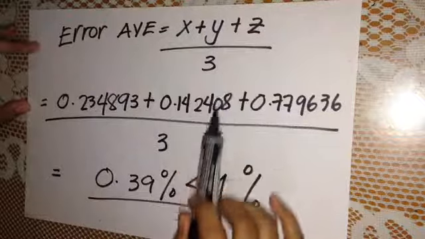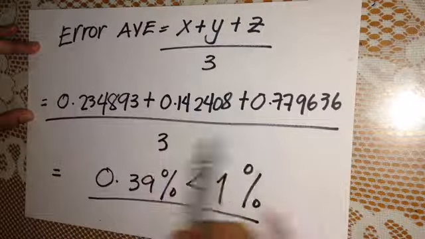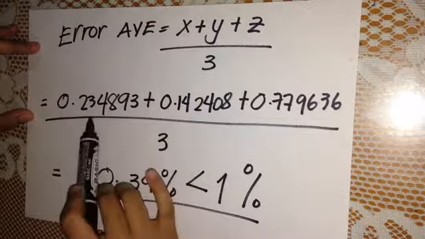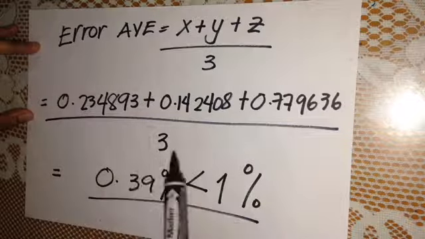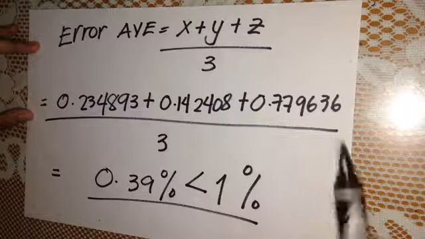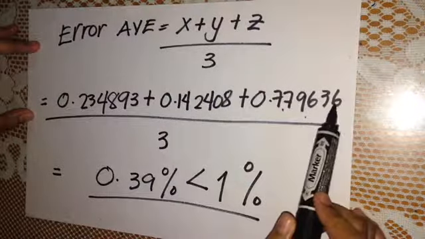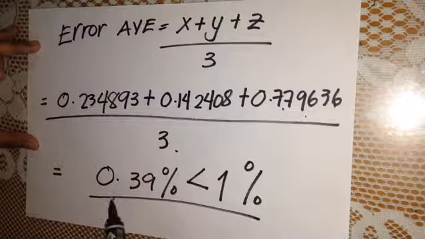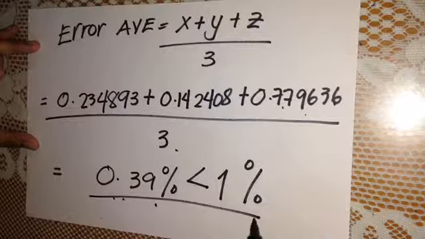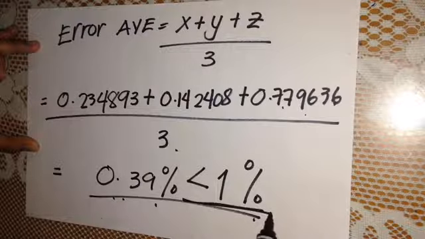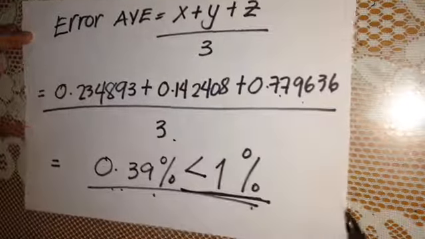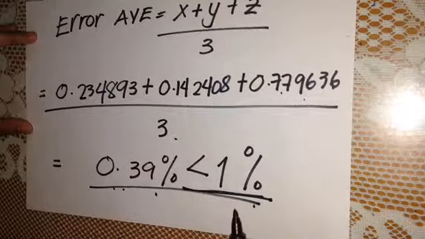Substituting the value of x, y, and z, all over 3, we have 0.234893 plus 0.142408 plus 0.779636 all over 3. We have 0.39%, and it's satisfied that the error is less than 1%. So, that's how we solve the Jacobi method.